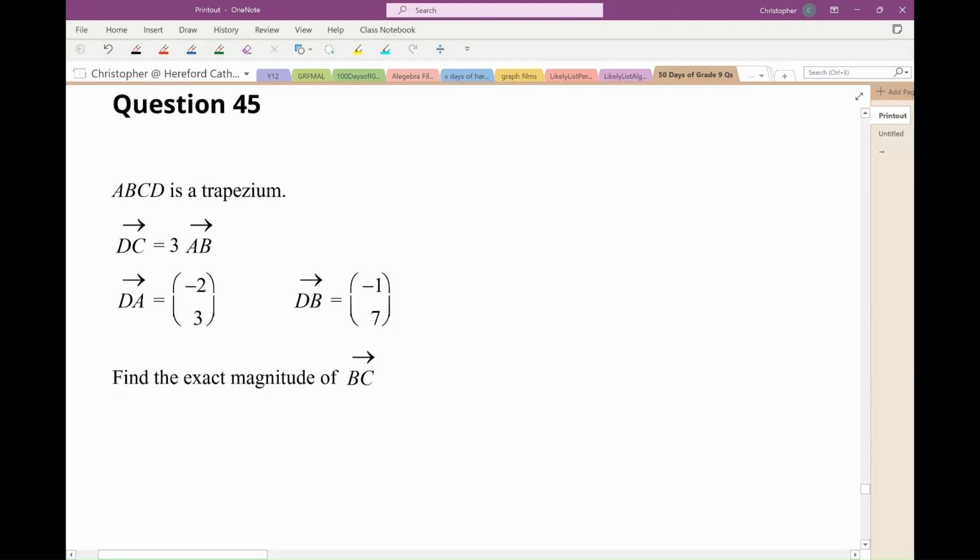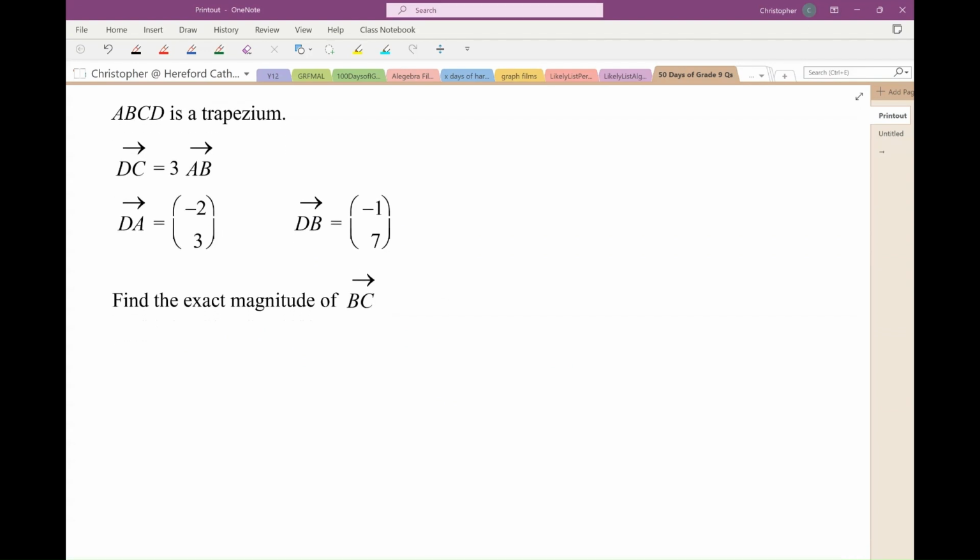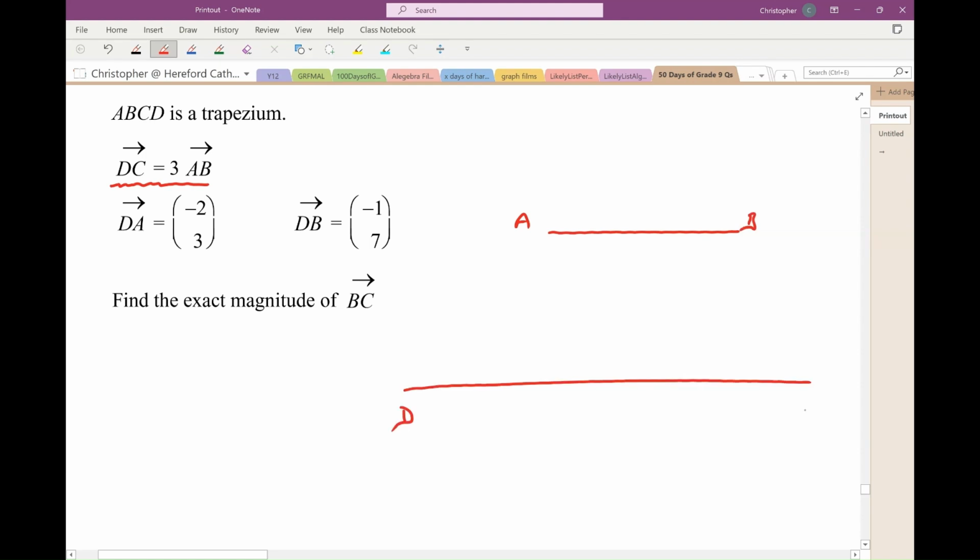Question 45. Looks like vectors. Let's have a look. Right, ABCD is a trapezium. Okay. DC is 3 times AB. Okay, so those are the two parallel sides then. We're going to have AB, and DC is 3 times that. So it's obviously the longer parallel side. And so the trapezium then is going to look something like this.